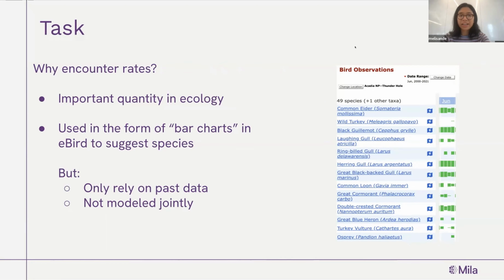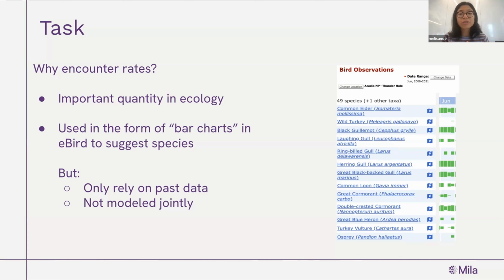Why are we looking at encounter rates? Well, first of all, it's an important quantity in ecology. Then it also enables us to mitigate the fact that in some places you might have 200 checklists, and in some places you might have 10. But at least, if you take an average over the number of checklists that are present at each hotspot, then this effect of the importance of the hotspot kind of goes away.